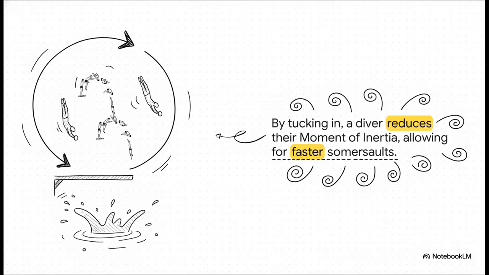And we see the exact same thing with a high diver. They jump off the board all stretched out, then pull into a super tight tuck. By doing that, they slash their moment of inertia. And what happens? Their rotational speed shoots through the roof, letting them get in a few extra somersaults before they hit the water.